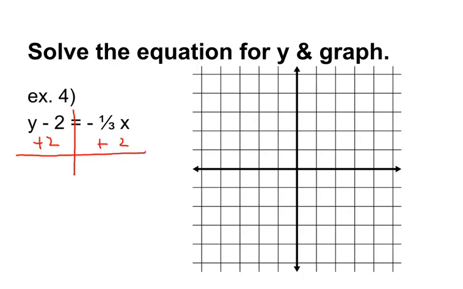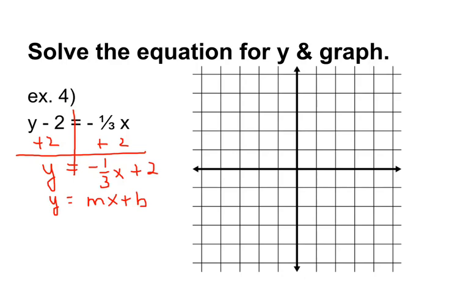So on the left-hand side, the 2's cancel out, making 0. That leaves you with y on the left. And on the right, these are not like terms. They don't go together. So let's go ahead and put the -1/3 x first, and then the +2. And the reason why I'm setting it up this way is because I want it in y equals mx plus b form. So on the right-hand side of that equation, you always want your x term first, and then your plain number term.